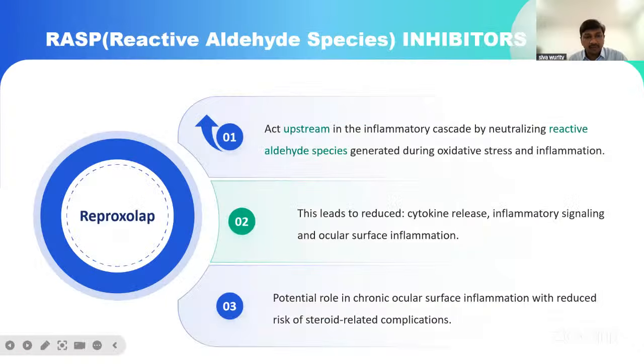Then reproxalap, I have never used this drug. This is used in neutralizing the reactive aldehyde species generated during oxidative stress and inflammation, which further leads to decreased cytokine release, inflammatory signaling, and ocular surface inflammation. It is mainly useful in chronic ocular surface inflammation, so that the risk of steroid-related complications is less. I have no experience with reproxalap, but there are very few papers on this, used in few patients.